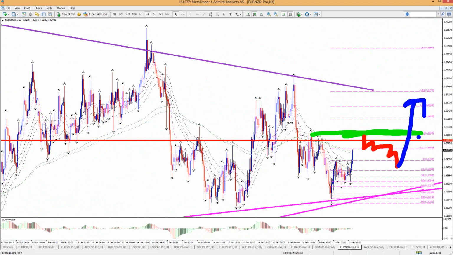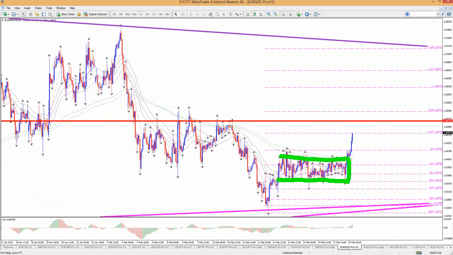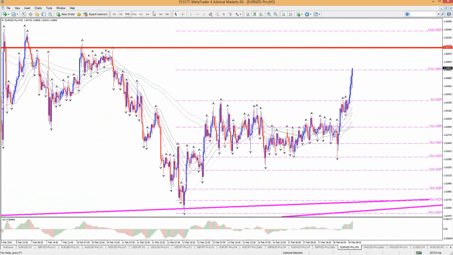But it is riskier. Let's see if there's any other range going on. Here, this was a range right in here on the hourly. You see that? A bit of range at least. Or maybe it's actually more of a 15-minute range.